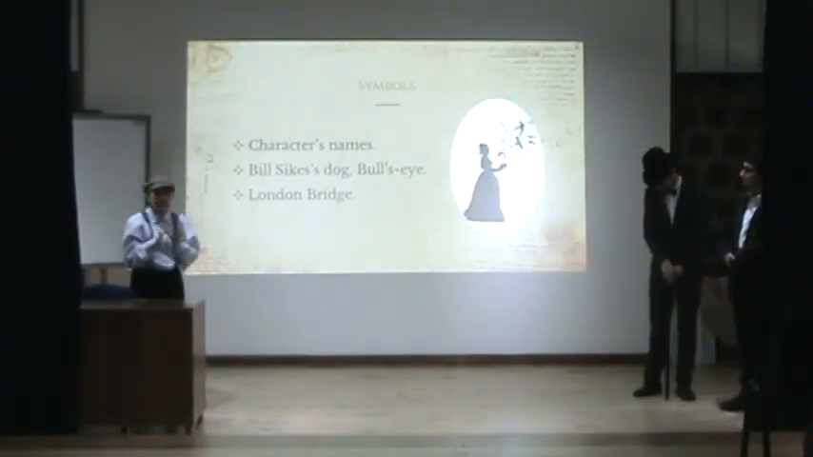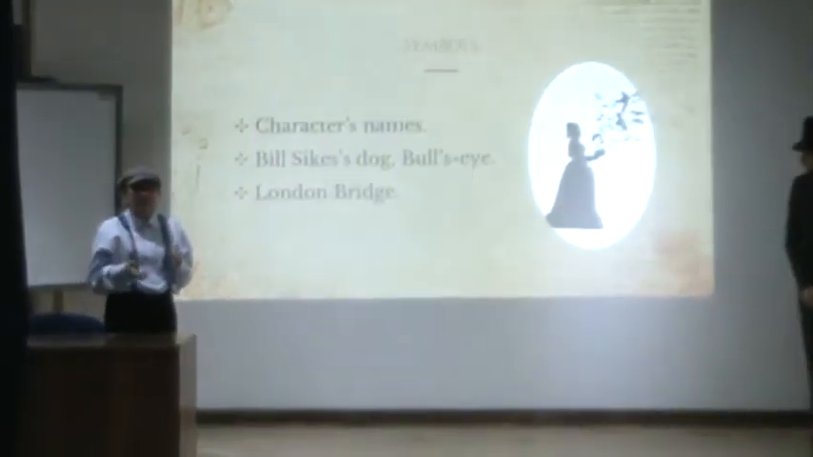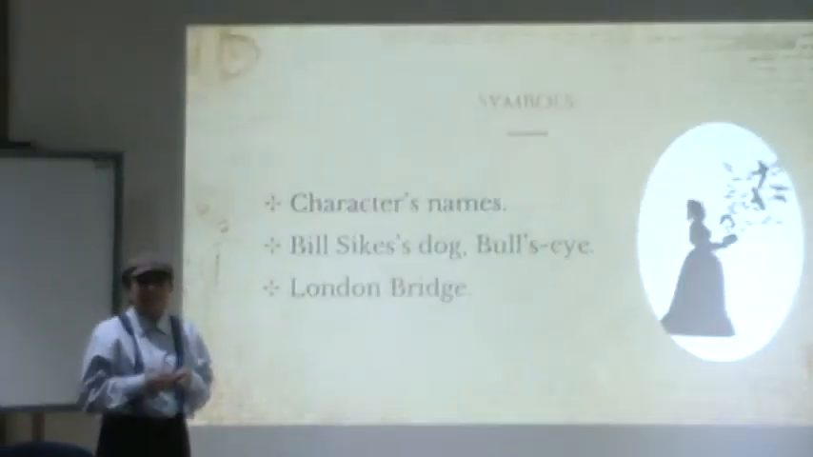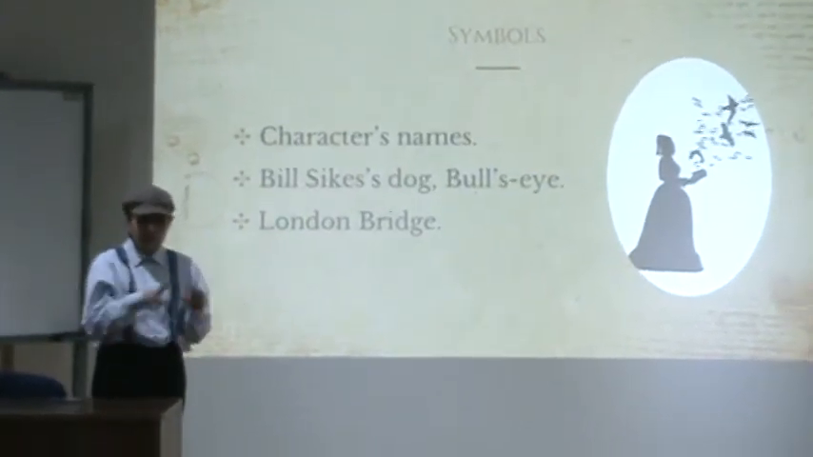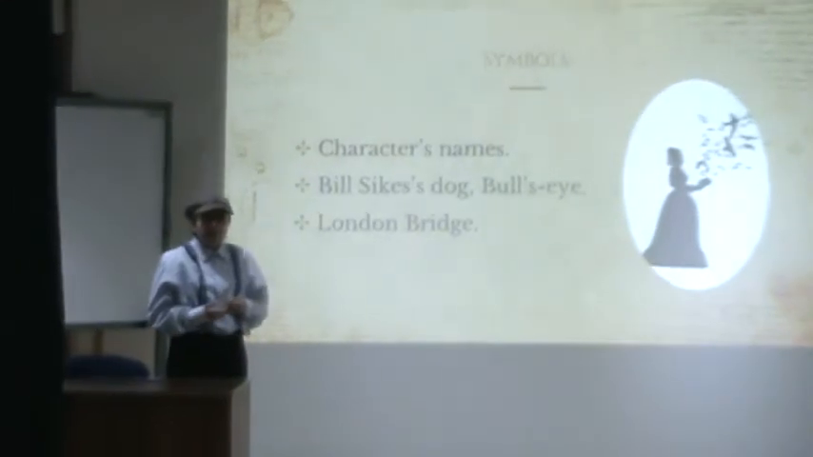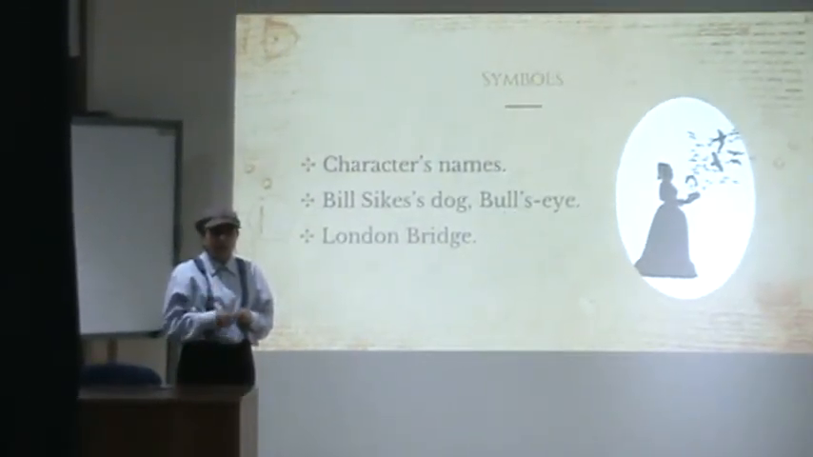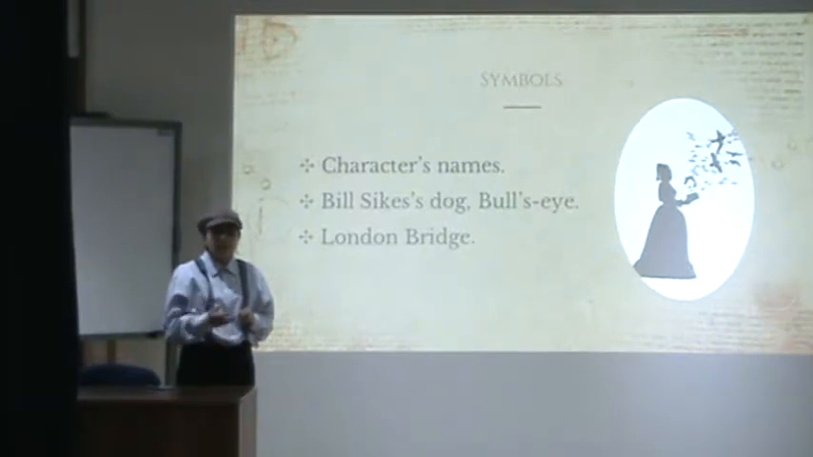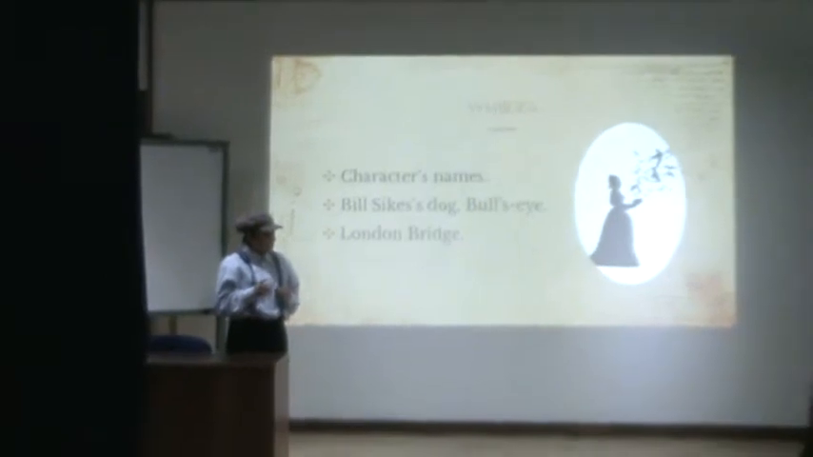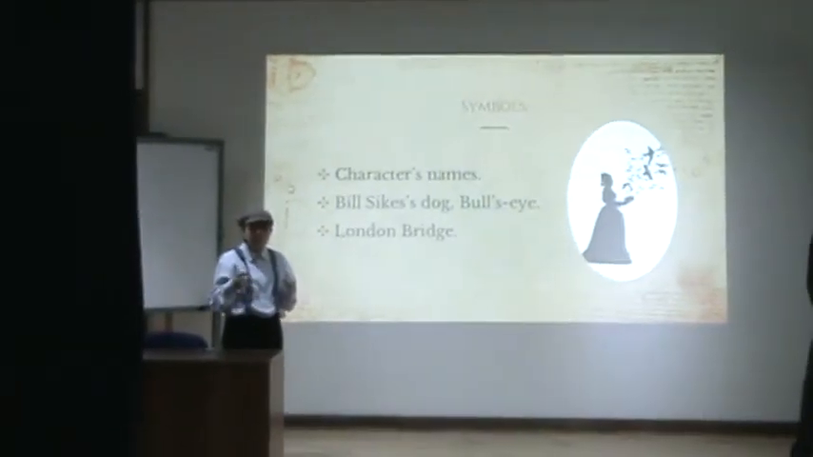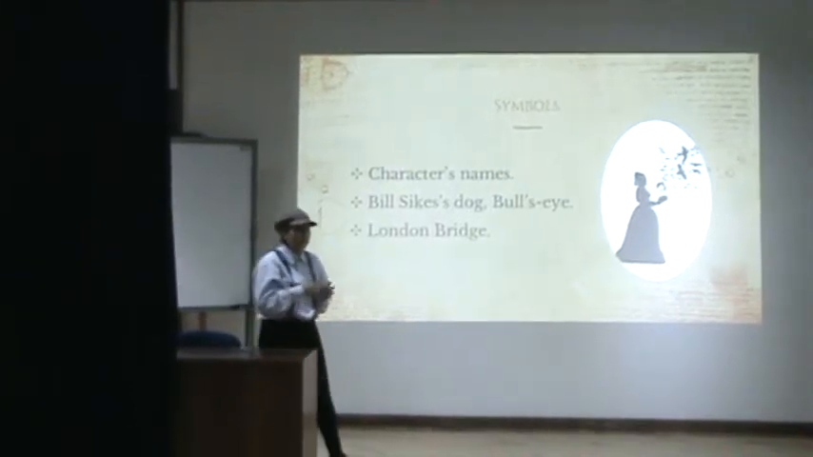Characters' names. I told you before that characters' names are the most important thing in Dickens literature. Characters' names are a symbol by themselves because, as I told you before, their names are used to characterize them, making a hyperbole of the characteristics of each character. Sorry for the redundancy.